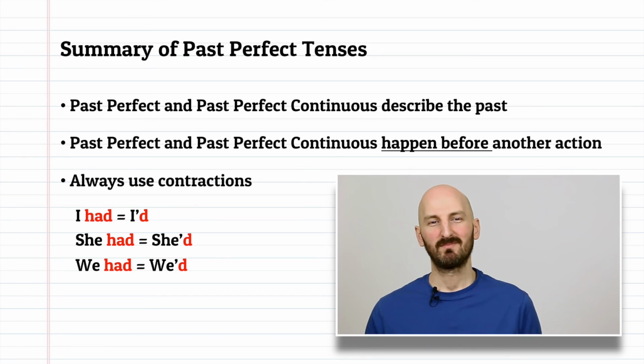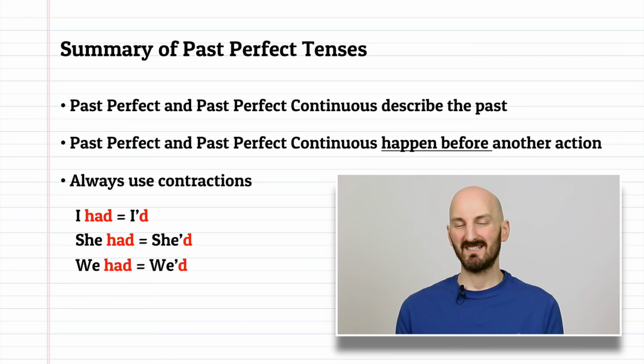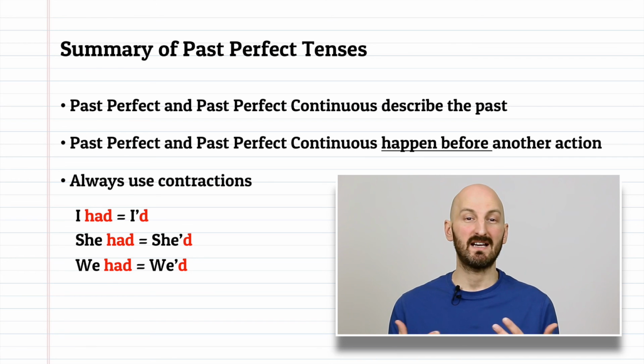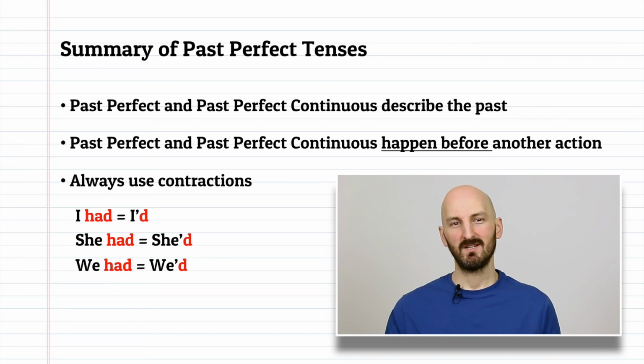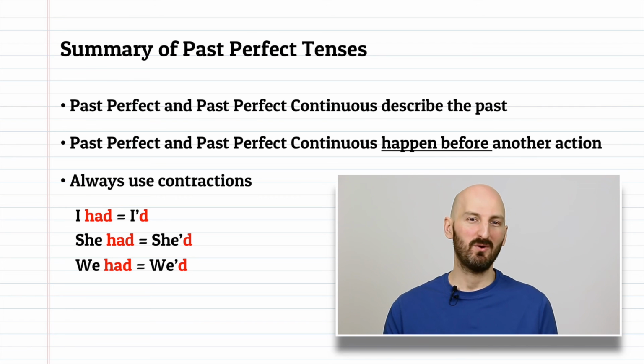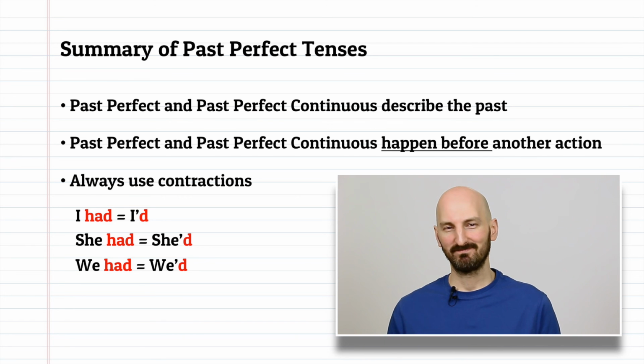So, to summarize, past perfect and past perfect continuous tenses describe actions and states in the past. Past perfect and past perfect continuous tenses describe actions and states that happen before another action in the past. And remember, always contract your verb forms.